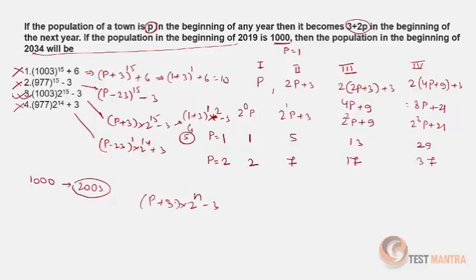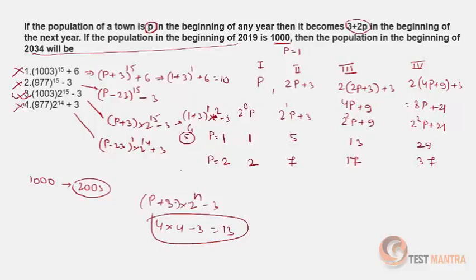So according to this, suppose n is nothing but 2. So according to this, 1 plus 3 is 4 into 4 minus 3, which is 13. That definitely satisfies my condition. So this should be the answer possible here.